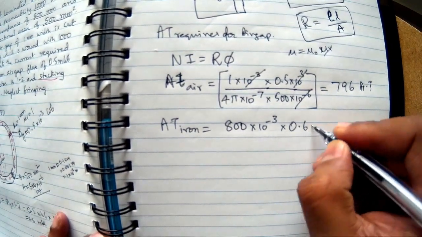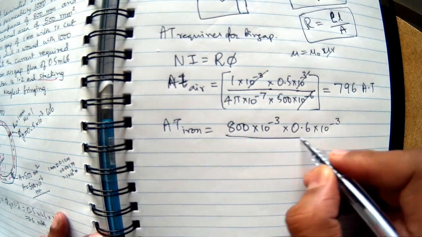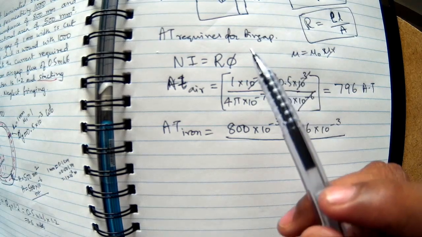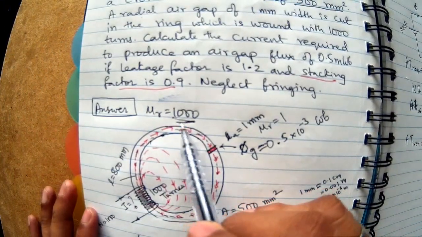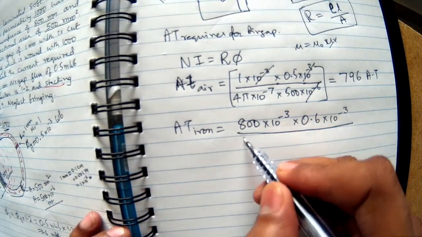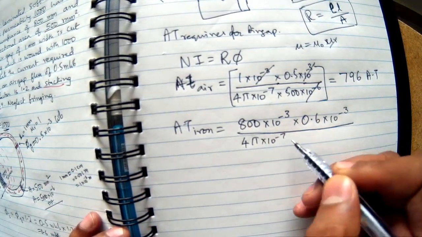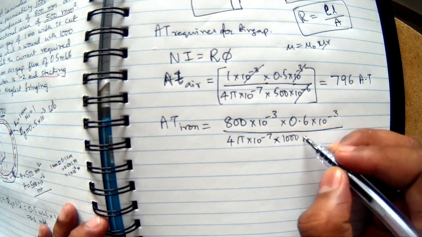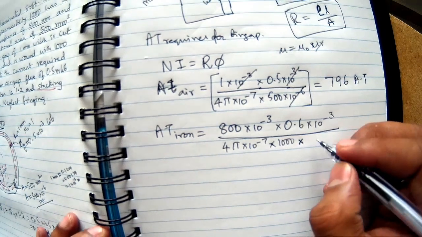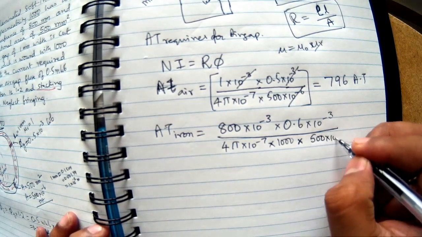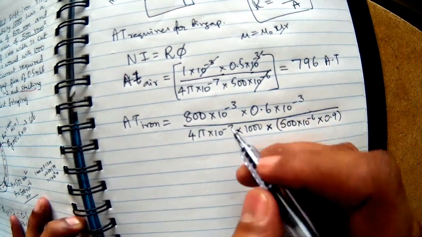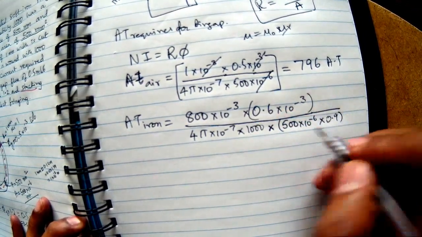So 0.6 into 10 power minus 3, divided by, now mu r is given. Remember the relative permeability is 1000 for soft iron. So mu naught is 4 pi into 10 power minus 7, into 1000. So this is mu naught into mu r into the cross section area. Now the cross section area, 500 into 10 power minus 6, should be multiplied with the stacking factor, 0.9. So these are just some considerations. That's what we will do now.